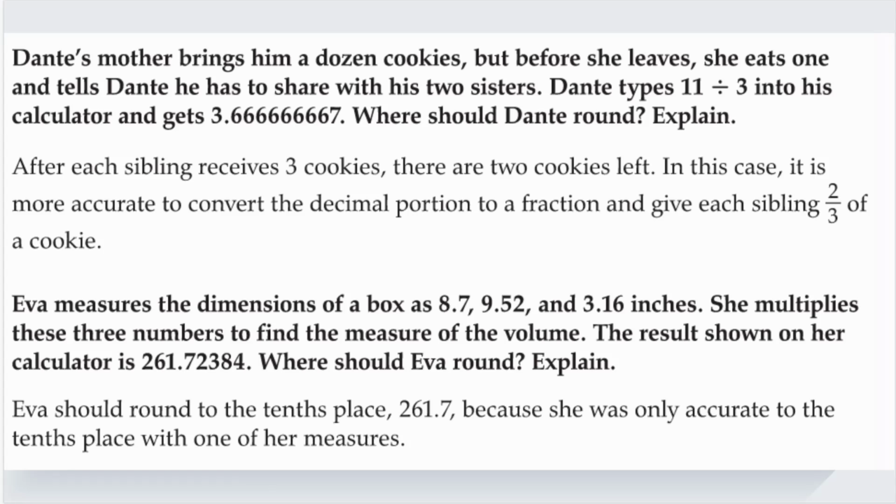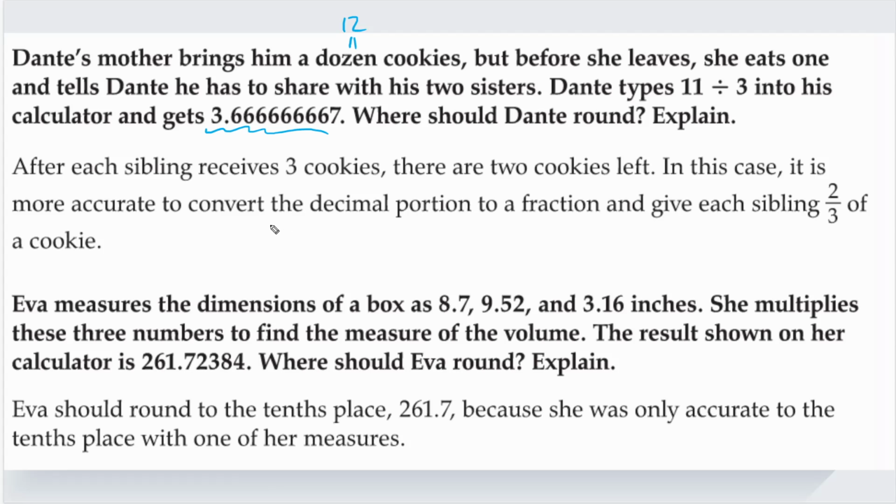Dante's mother brings him a dozen cookies. So nice. For those of you who don't know, a dozen is an English word for 12. But before she leaves, she eats one. Well, at least she only ate one. And tells Dante that he has to share with his two sisters. So there's 3 people. Dante uses a calculator to divide 11 by 3. And he gets this number, 3.6 repeating.